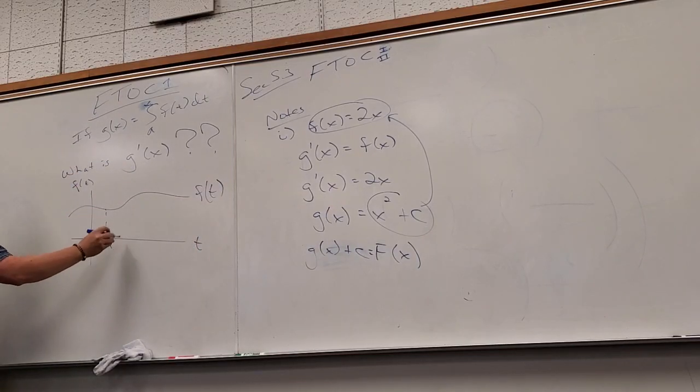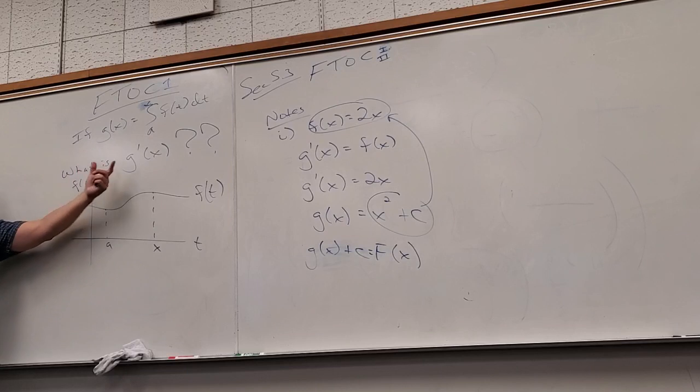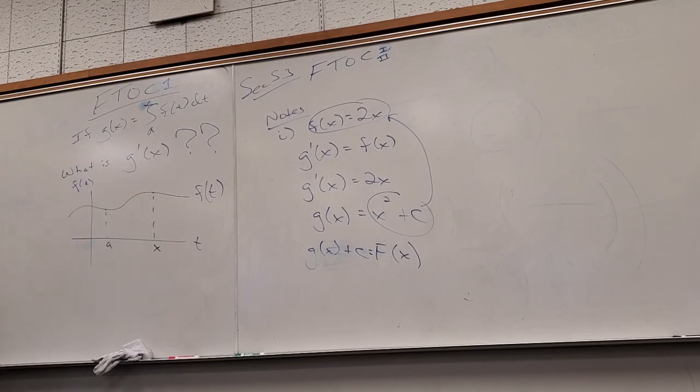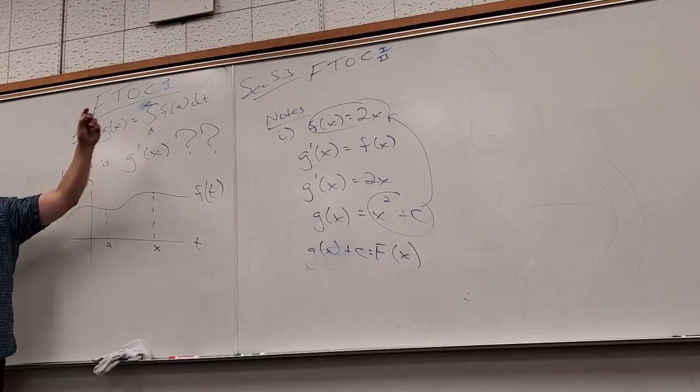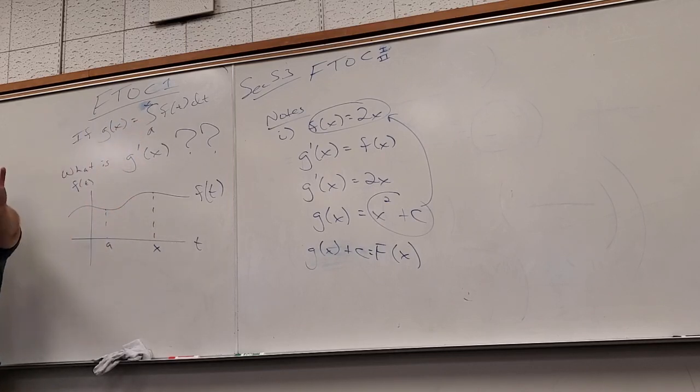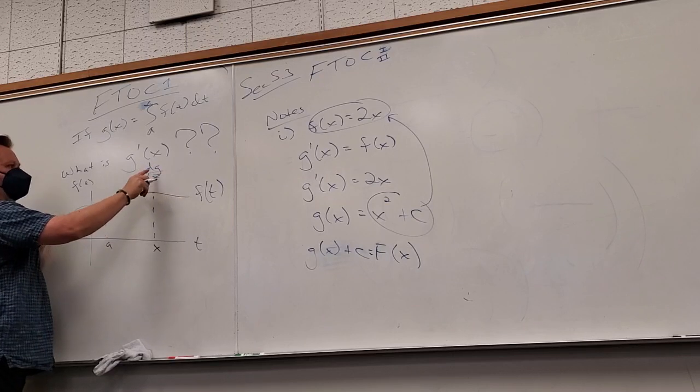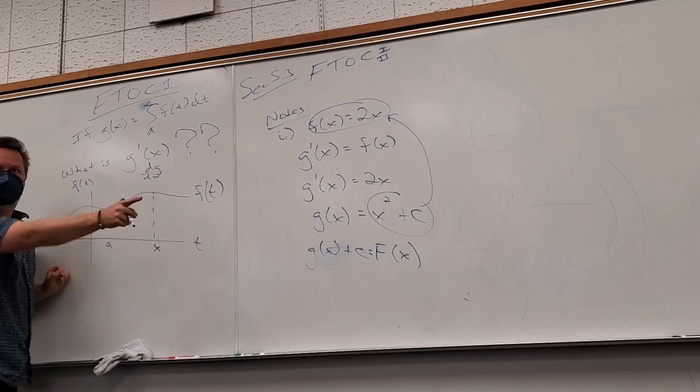And I'm going from a to x, right? What would g prime of x mean? What does g mean again? What does g tell me? Tell me one word. Area, beautiful. So what would g prime mean? Change in area, as I change x, right? So if I put this in notation, it would be dg dx.